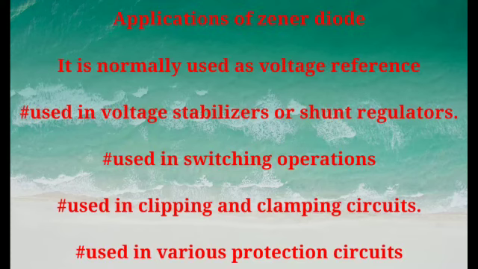Now let's take a review of applications of Zener diode. It is normally used as voltage reference. Zener diodes are used in voltage stabilizers or shunt regulators. Zener diodes are used in switching operation. They are also used in clipping and clamping circuits. They are also used in various protection circuits.